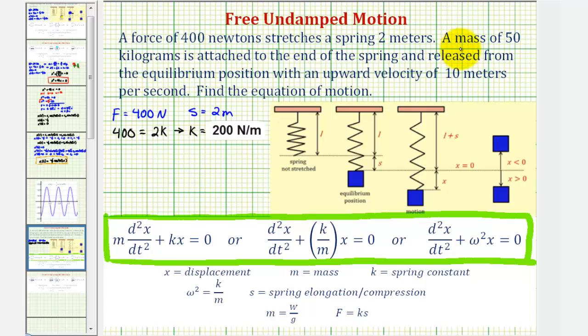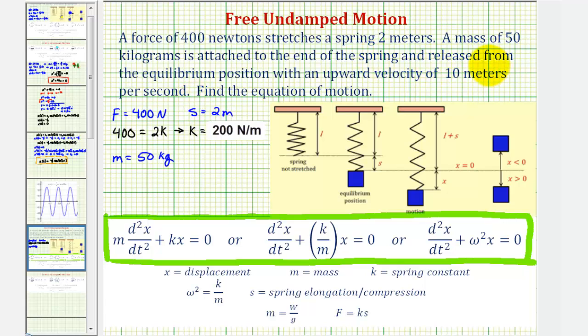Next, we're told a mass of 50 kilograms is attached to the end of the spring. So the mass m is 50 kilograms. And the mass is released from the equilibrium position with an upward velocity of 10 meters per second.